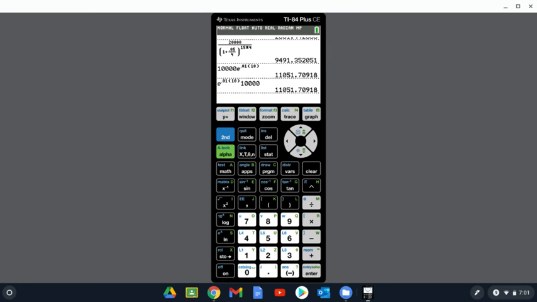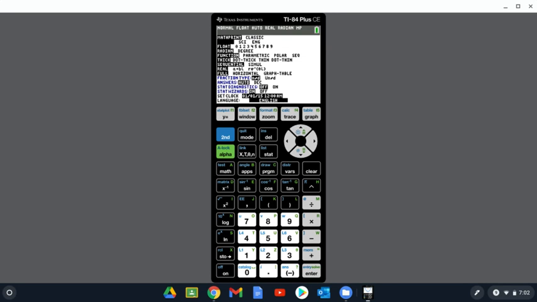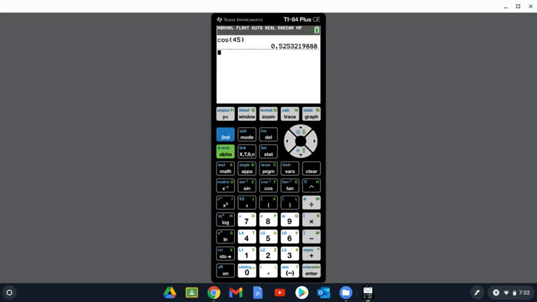Okay, so if I'm going to do, I think it was cosine, right? I want to go into mode, and you can see right here, I'm in radians. I want to be in degrees. So go over degrees, hit enter, second quit, and now I'm going to do the cosine of 45, and now I'm in degrees. It should be like 0.7 something. No, it wasn't even close. 0.707. That's root 2 over 2.